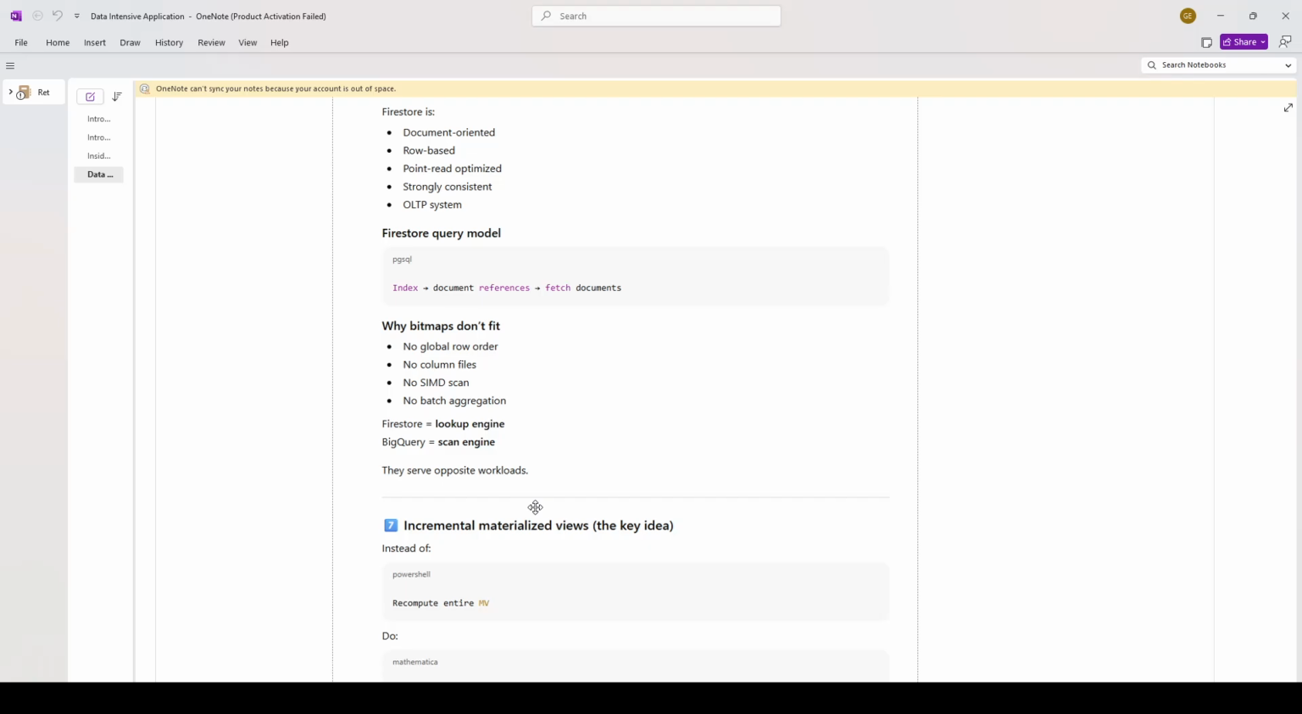So there's no global row order that will track the state. Kind of like with PostgreSQL, it has a global and local state. Firestore could have those as well, like global documents and local documents. It has no column files, no SIMD scan.